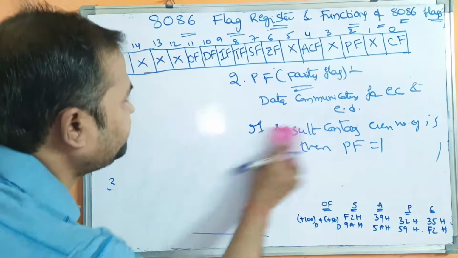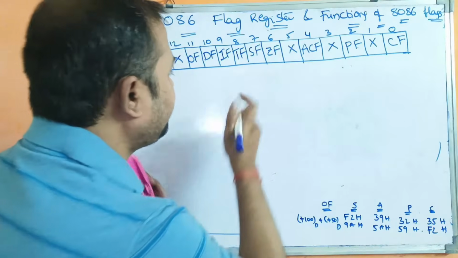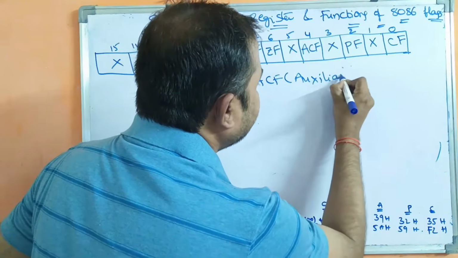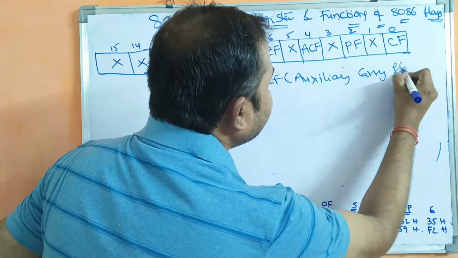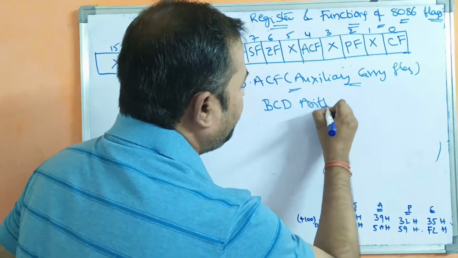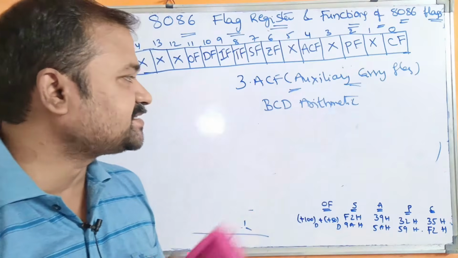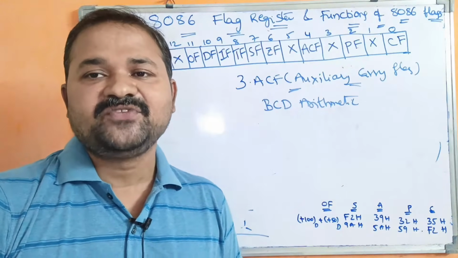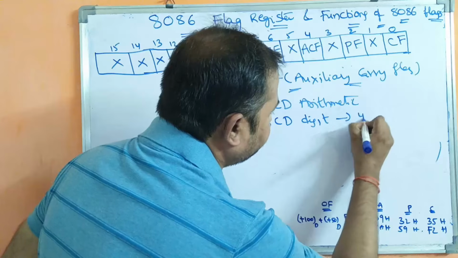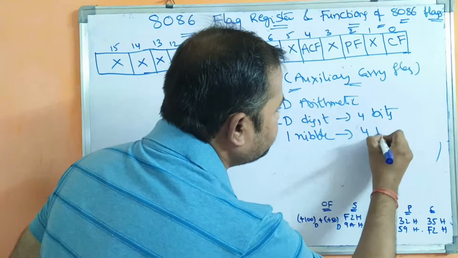Now let us see the next one. What is the next flag? Auxiliary carry flag, AF. The auxiliary carry flag is mainly used in BCD arithmetic operations. We will perform BCD arithmetic addition and subtraction, and while performing those operations, we use the auxiliary carry flag. We know that a BCD digit represents 4 bits. One nibble is also called 4 bits.